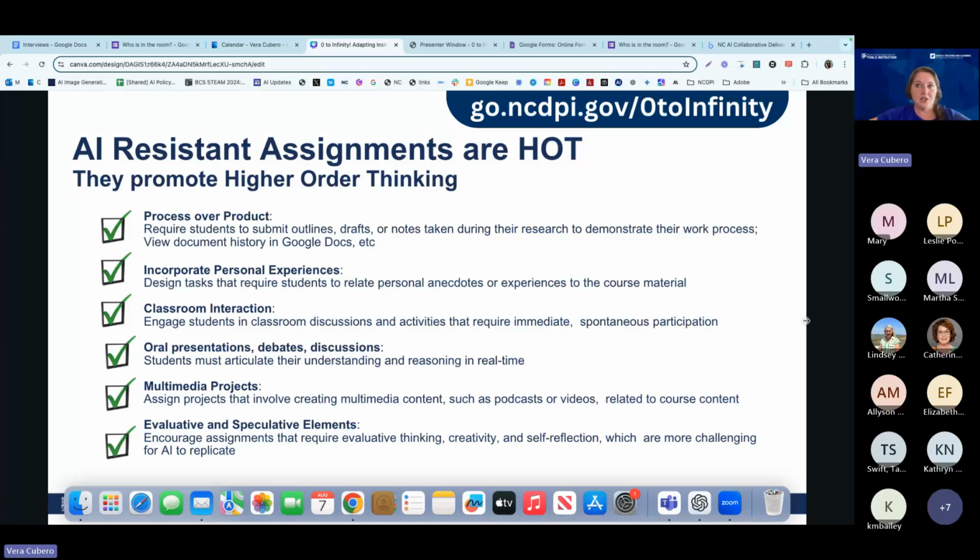is much more important than the end product that they turn in. And oral presentations, debates, and discussions are also great ways to do the same thing. Helps them articulate their understanding in real time. And you can easily tell very quickly whether they have done the learning and done the work or not.